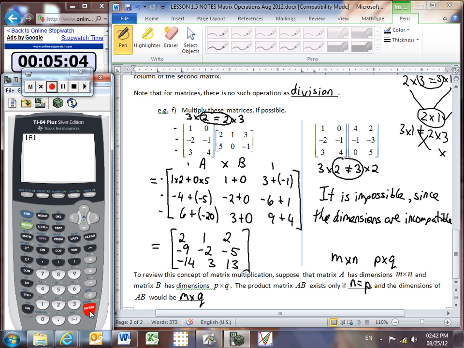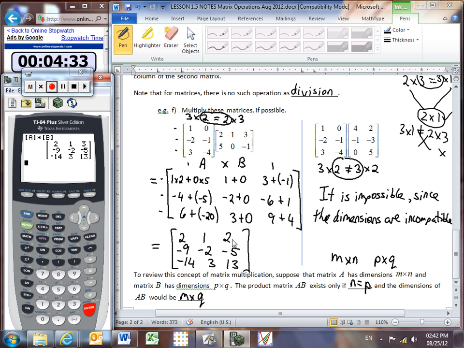Anytime you actually want the matrix to appear in your calculation screen to be able to say multiply them or add them or whatever, this is how you do it. You go to matrix name, and we want to multiply this by the matrix named B. And there we go, there's matrix A times matrix B. Let's hit enter and see what it gives us. Beautiful, the exact same answer that we found by hand.